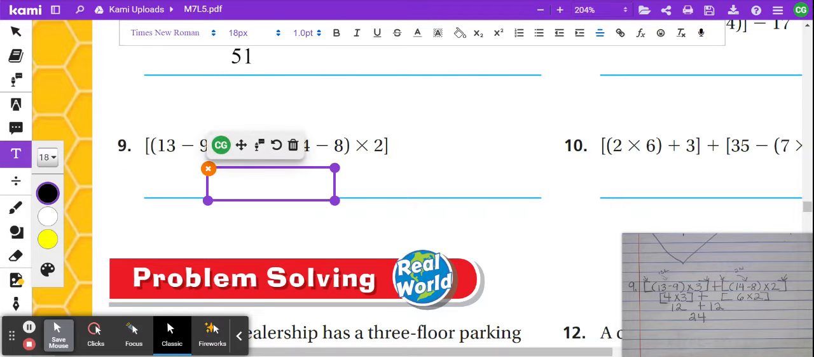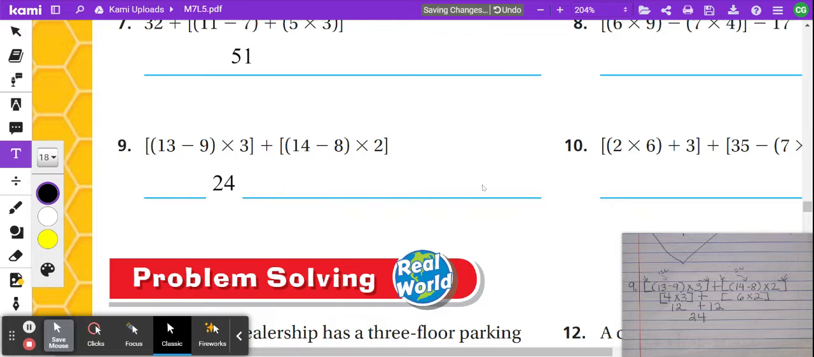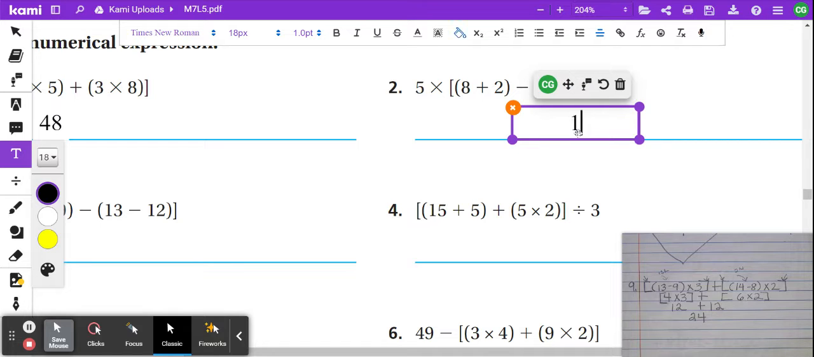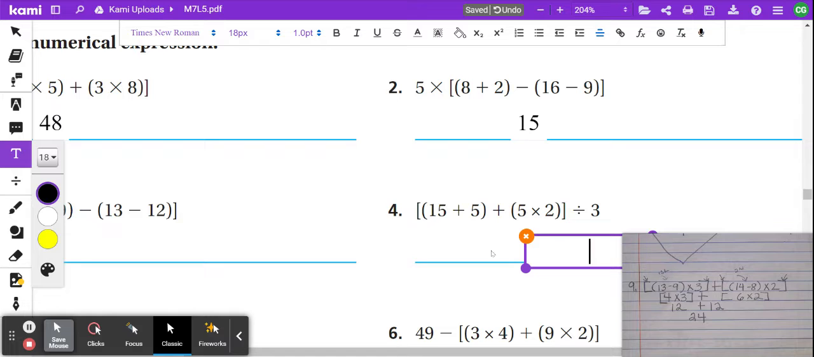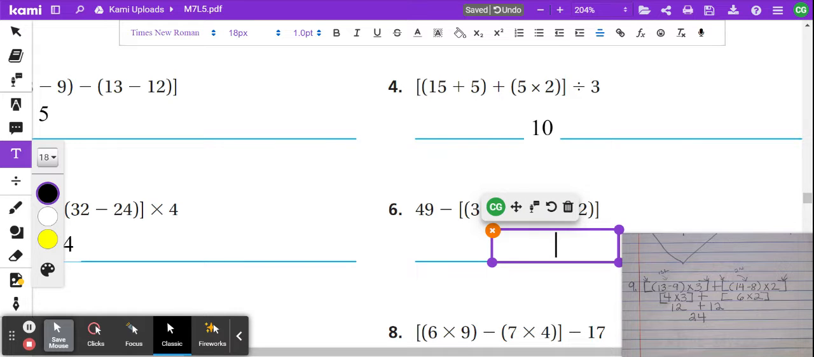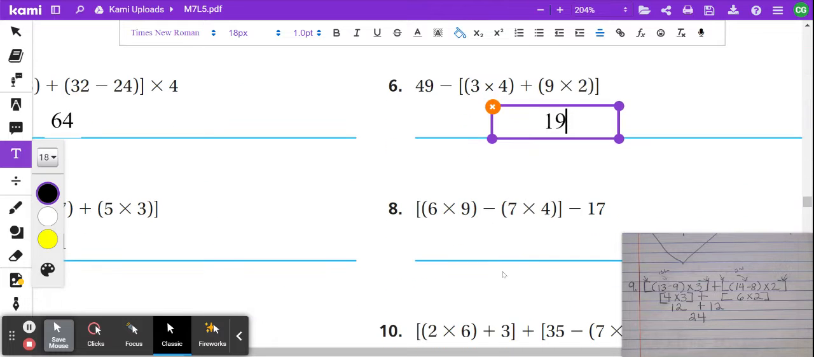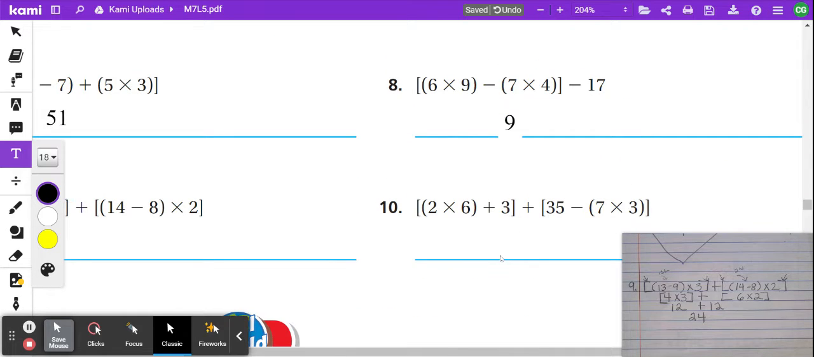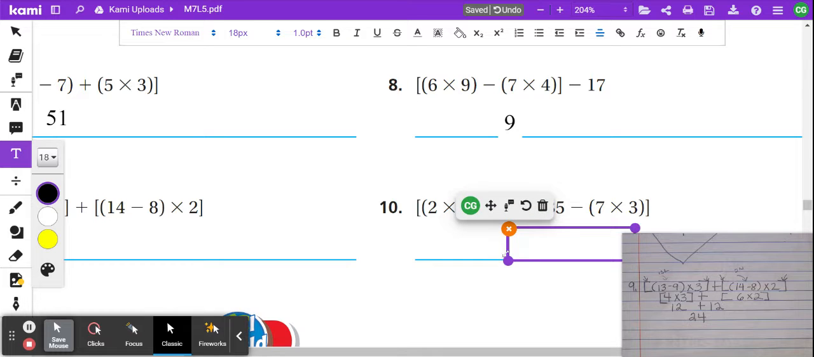And let me type in 24. If you're going to be working out the even numbers, I'm going to go ahead and give you those answers, and then you can see how I got to it. So 2 is 15. 4 is going to be 10. 6 is 19. 8 is 9. And 10, the answer is 29. It's in its simplest form.